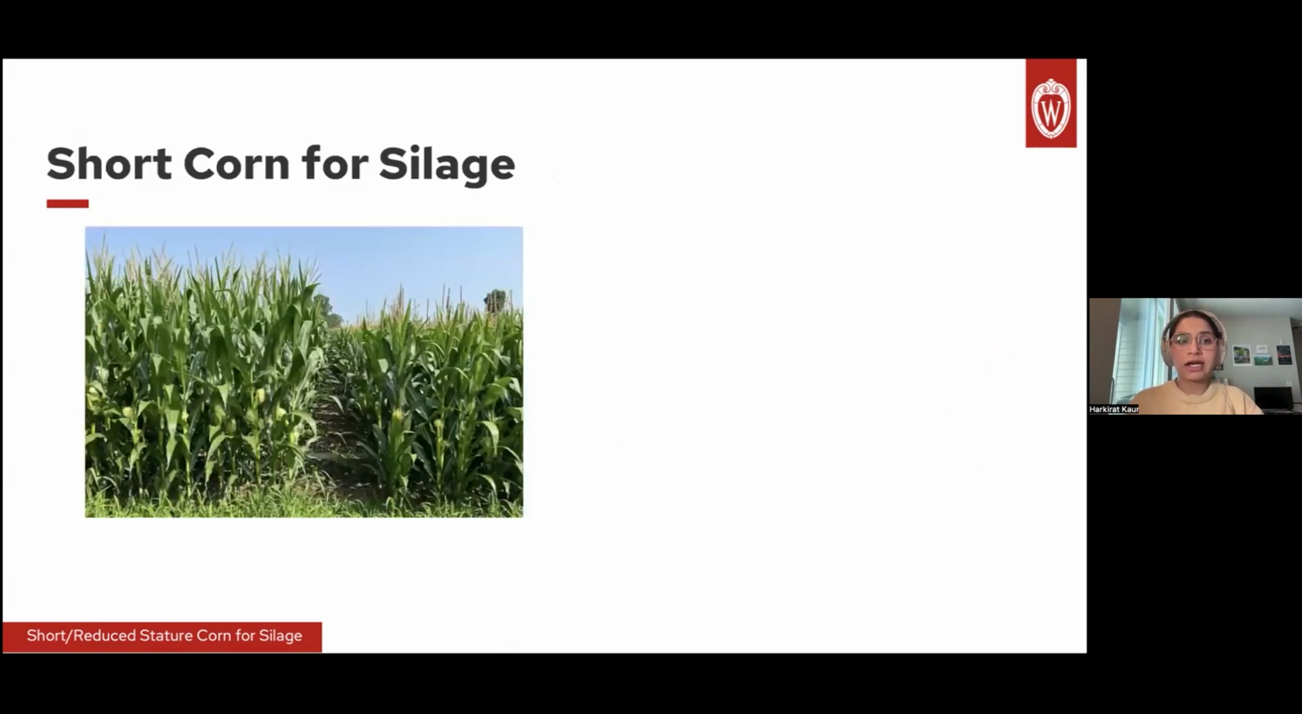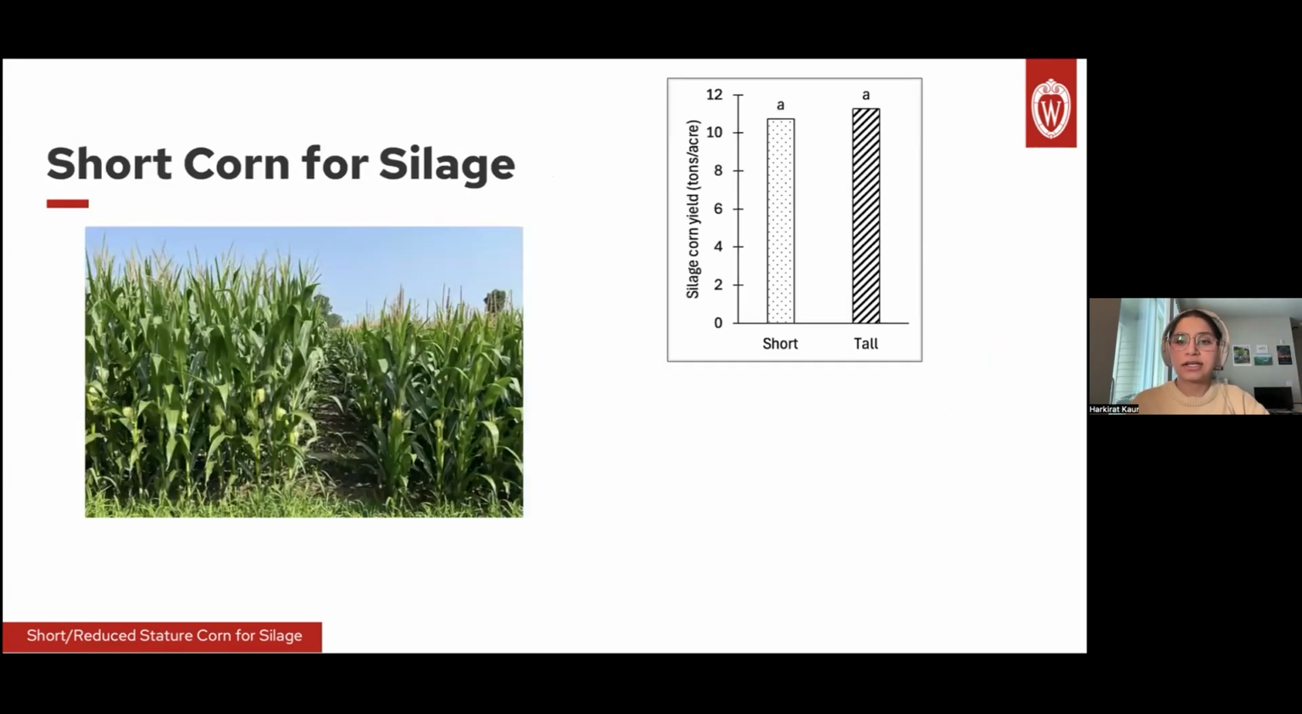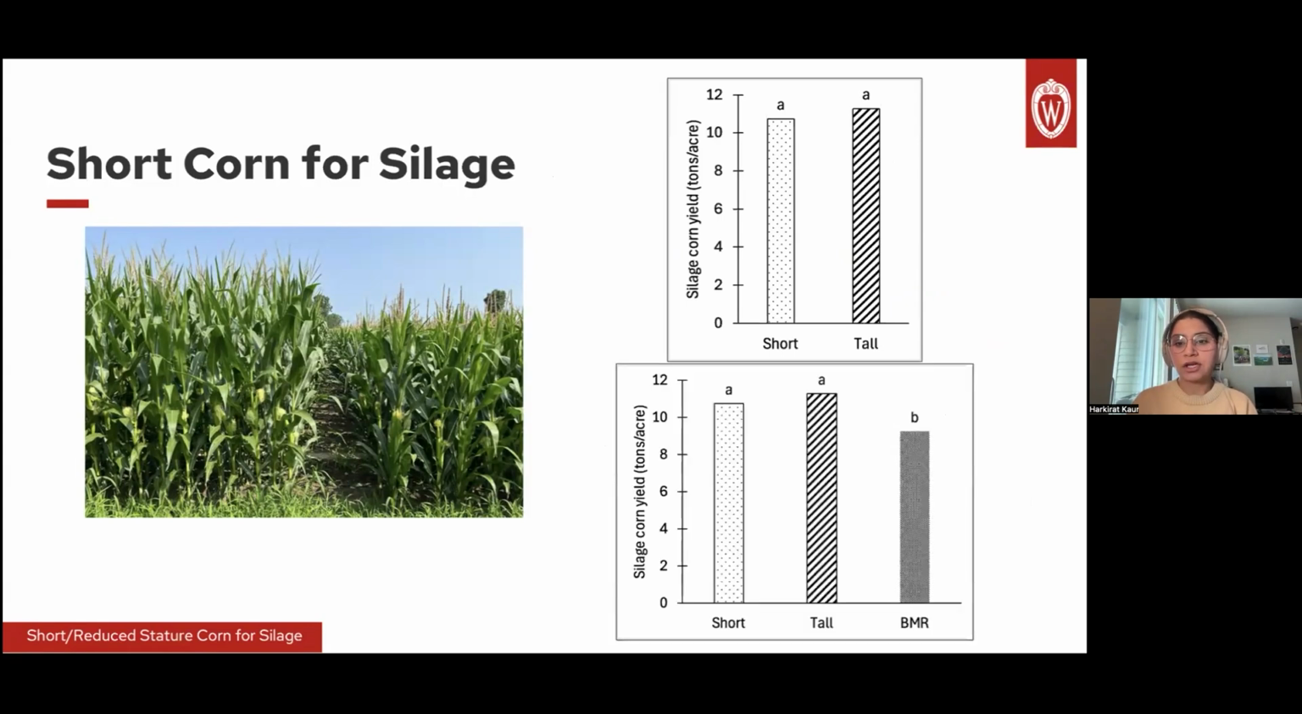So if you look at the short corn silage trials that we conducted at Arlington last year, we see that the short corn hybrids had yields which were very comparable to the taller hybrids. And when we separate out BMR hybrids from the traditional hybrids, we see that the shorter corn hybrids had higher yields as compared to BMR hybrids as well.